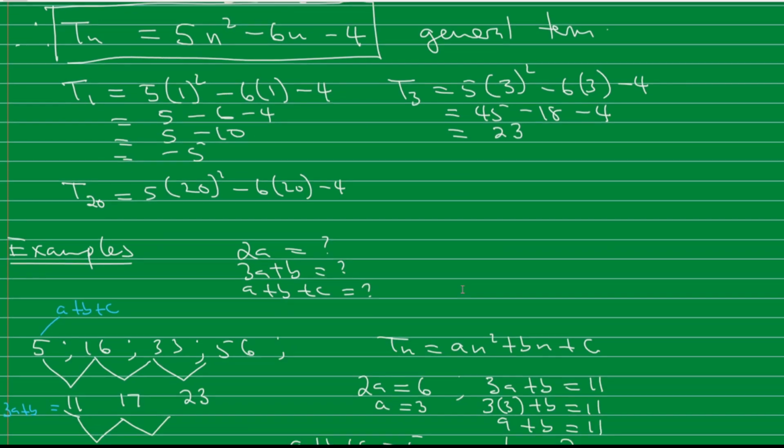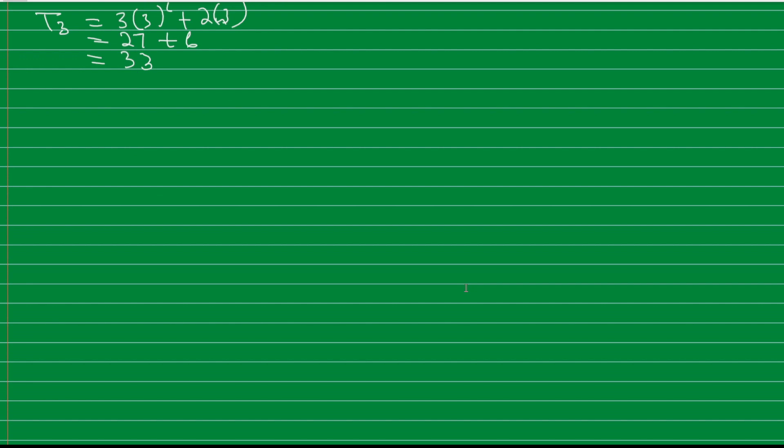Another way of working this out. So now let us summarize before I go there. Let's look at the steps that we use now. Steps to determining the general term of a quadratic sequence.